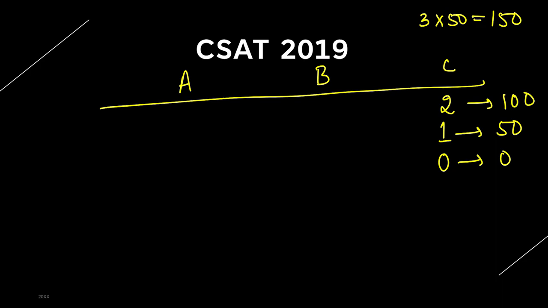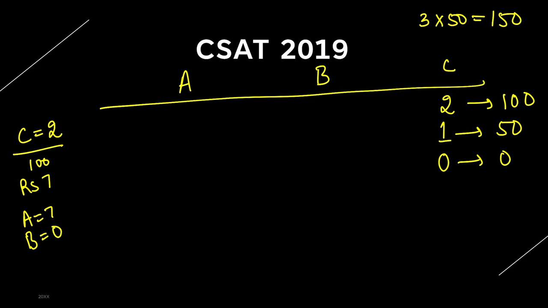Right? Now, first let's see. If C is 2, what is the amount that is left? If C is 2, that is I have 100 rupees. I need only 7 rupees more. Right? I only need 7 rupees more. And how can I make 7 rupees? I can only make 7 rupees by using 7 notes of 1 rupee. So, A will be 7.